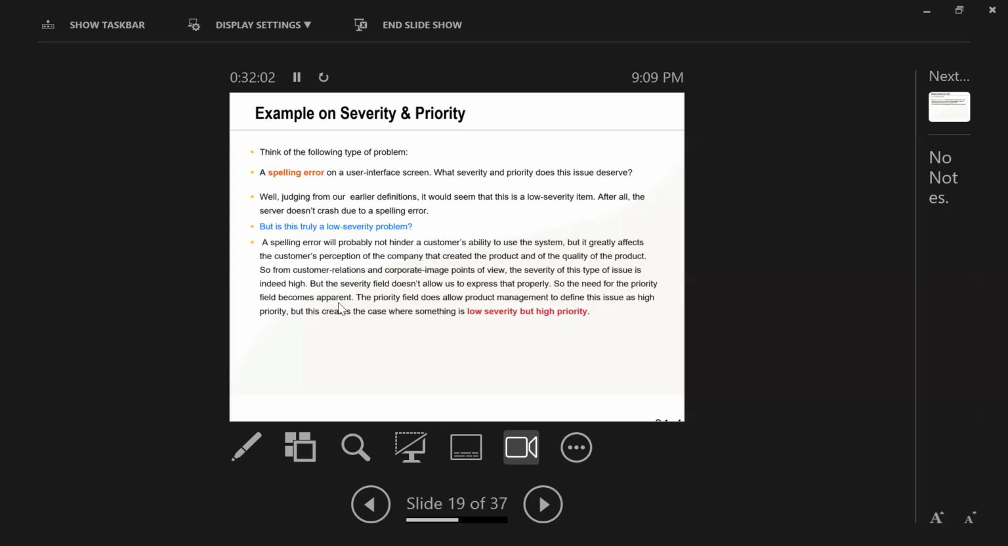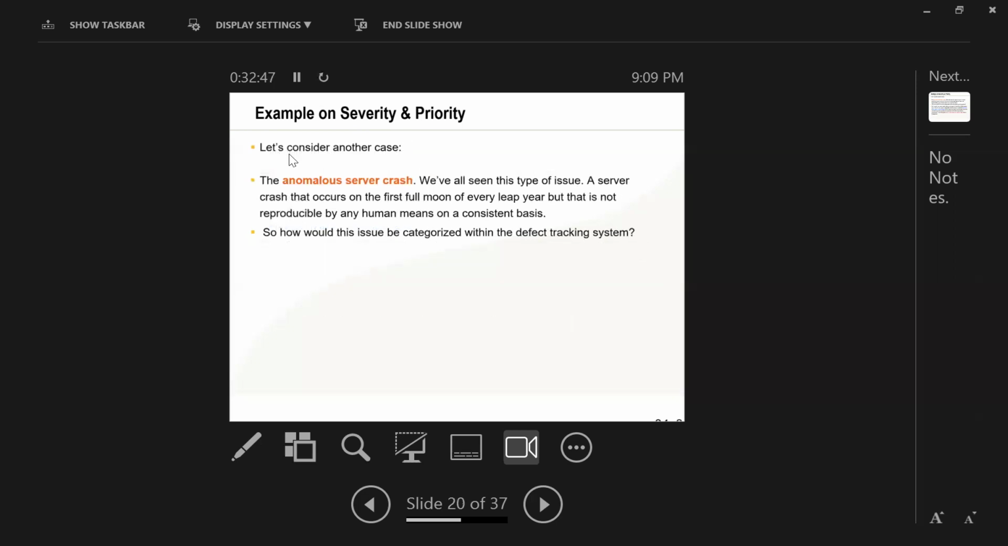So the need of the priority field becomes apparent. This priority field does allow product management to define the issue as high priority. But this creates a case where something is low severity but high priority. We consider it low severity because it's a spelling issue, but its entire meaning is changing because of that, so we need to consider it a high priority. You got it? The business team says it's a high priority for that change, so low severity but high priority.